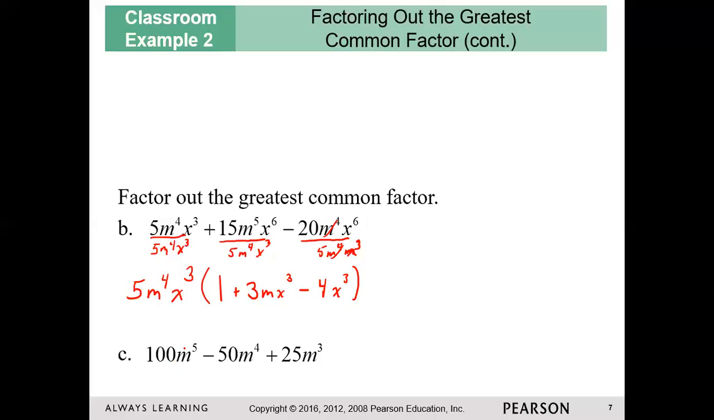Okay, so let's do this one now. So again, you look at 100, 50, and 25. 25 is the largest number that divides 100, 50, and 25. And then you have m to the fifth, m to the fourth, m to the third. M to the third is the smallest exponent. So that is my winner as far as the GCF is concerned. And now we're going to divide this 25m to the third into all of these terms, and that will give us 4m squared minus 2m, and then the 25m to the third divided by 25m to the third is just a 1.